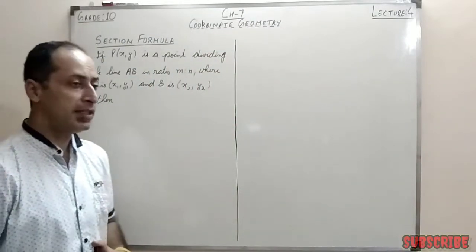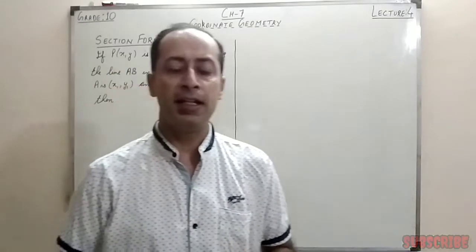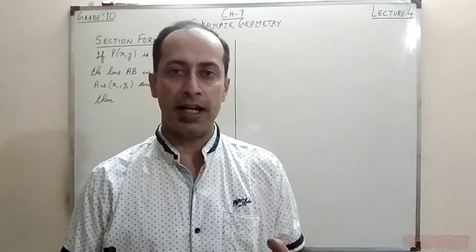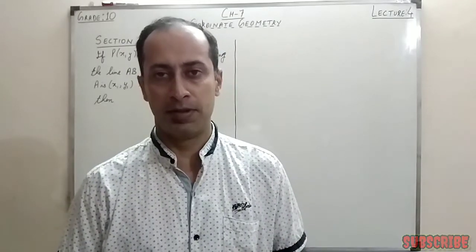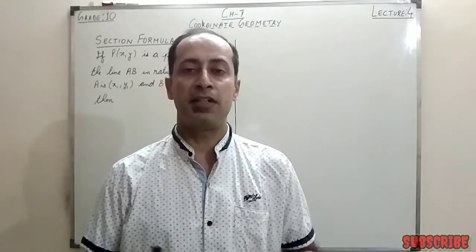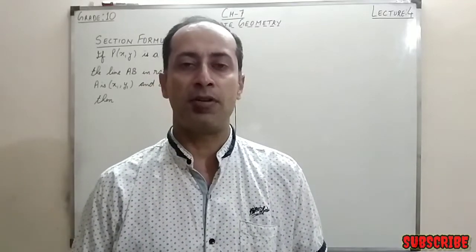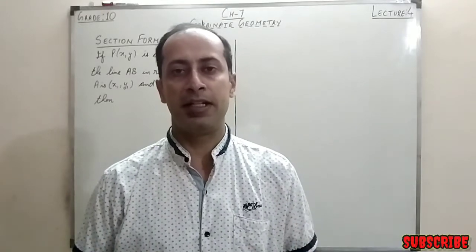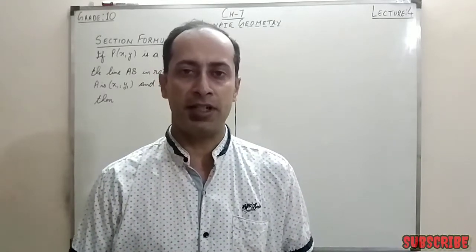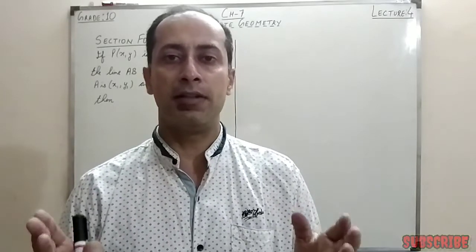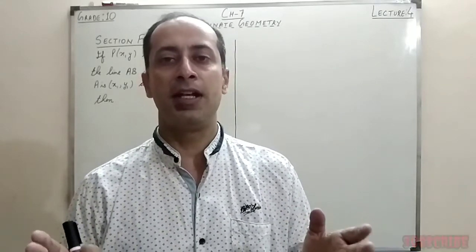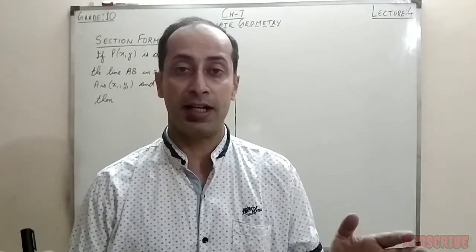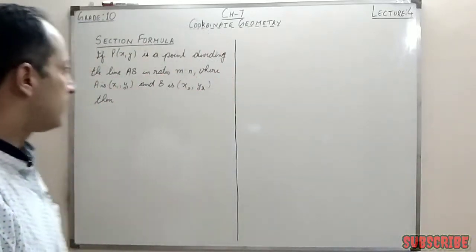A section formula is basically used or designed to find the coordinates of a point which divides a line joining 2 points in some ratio, right? I repeat again, the section formula is basically used to find the coordinates of that point which divides a line joining 2 points in some ratio, right? So we'll not go into the derivation directly, we'll just talk about the formula, the relations, or we can say how to find the coordinates of the middle point or the point which divides the line in some ratio, right?